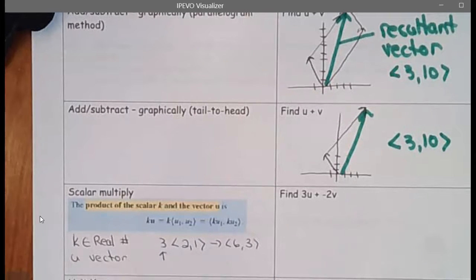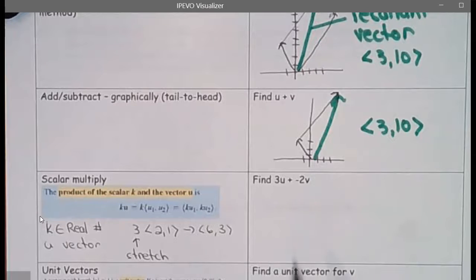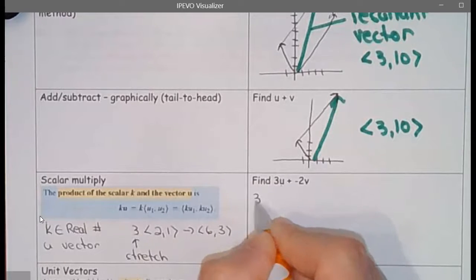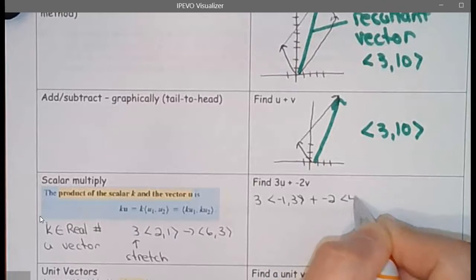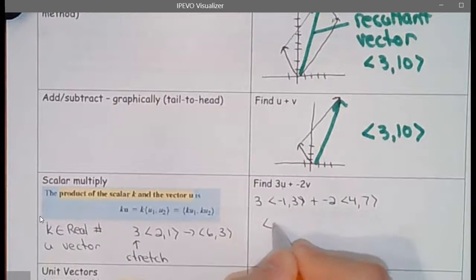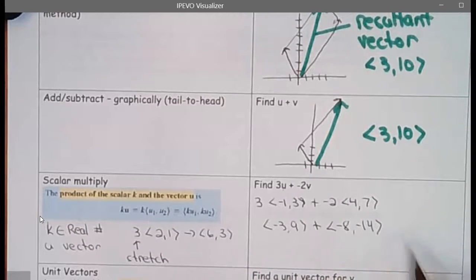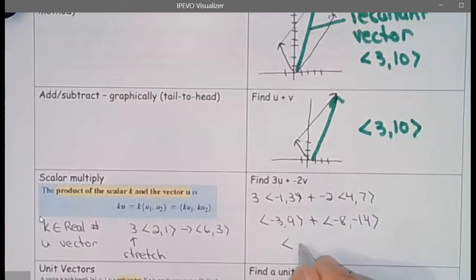And also kind of relating it back to when we graphed, that 3 is simply stretching that out by 3, both vertically and horizontally. So let's take a look at the example that you've been given. In this case, we've got 3 times vector u and -2 times vector v. So let's write all that out. We've got 3 times vector u plus -2 times vector v. So that gives us <-3, 9> and <-8, -14>. And finally, we're just going to add again the corresponding elements. So we're adding the x components and we're adding the y components.